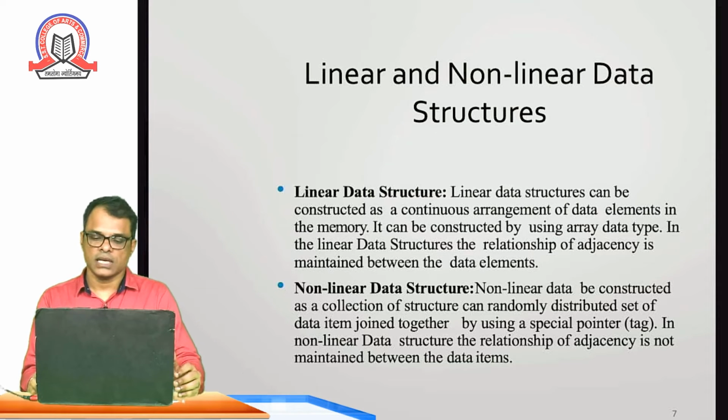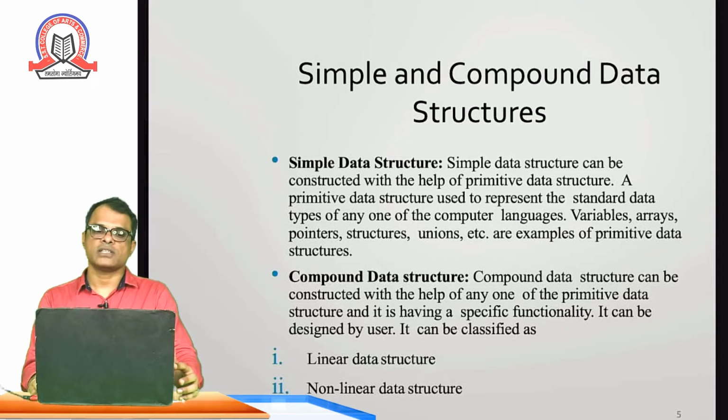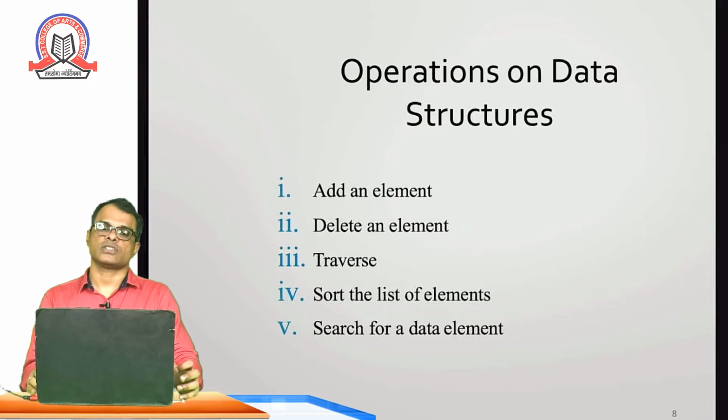So basically we have four types of data structure. The earlier ones which we have seen are simple data structure and compound data structure, and under compound data structure we have linear data structure and non-linear data structure.